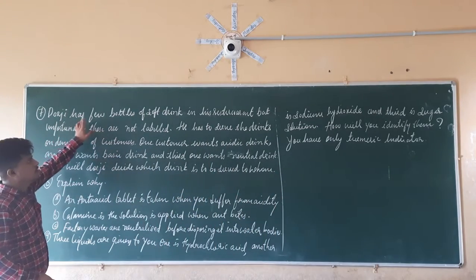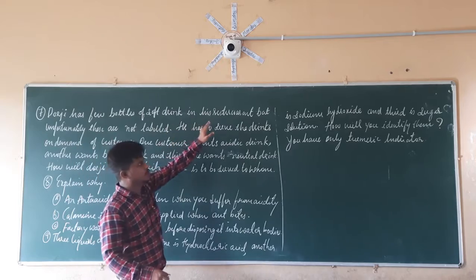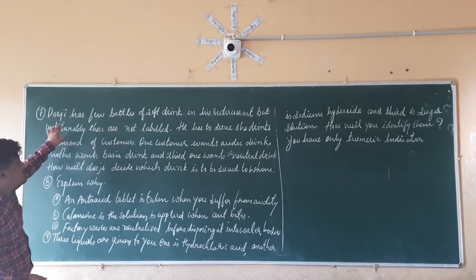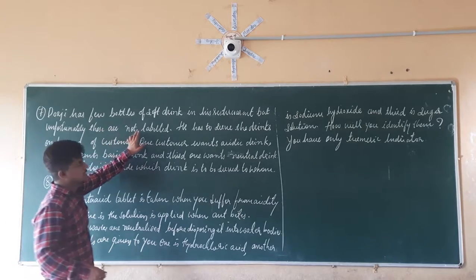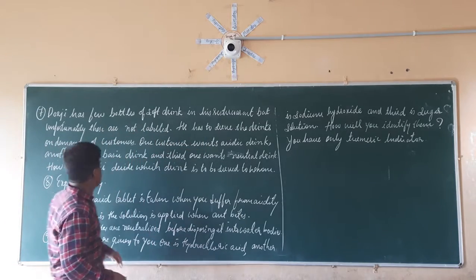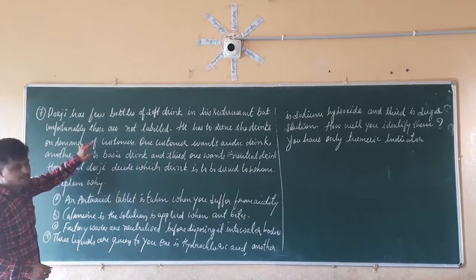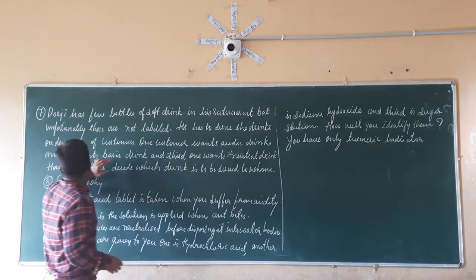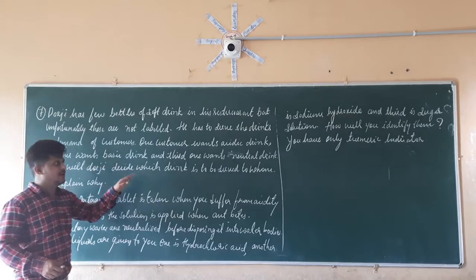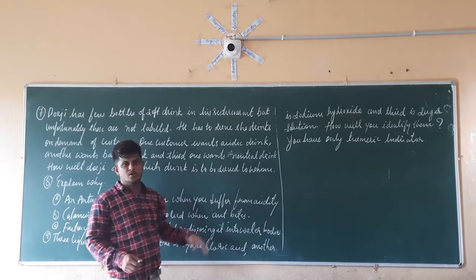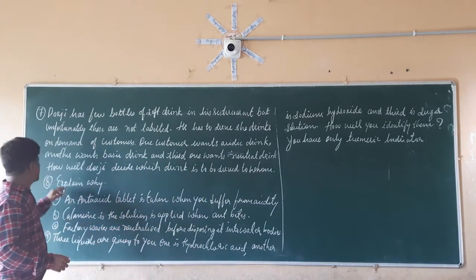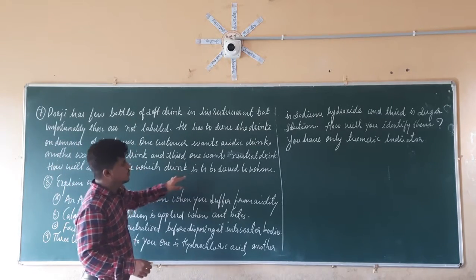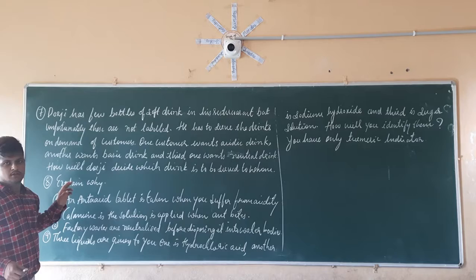Dorsey has a few bottles of soft drink in his restaurant, but unfortunately these are not labeled. He has to serve the drinks on demand of the customers. One customer wants an acidic drink, another wants a basic drink, and the third one wants a neutral drink. So how will Dorsey decide which drink is to be served to whom?